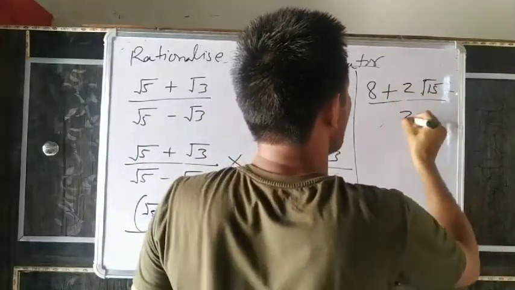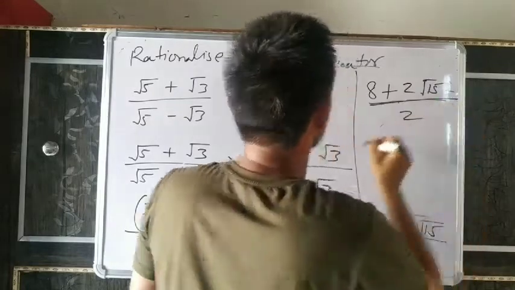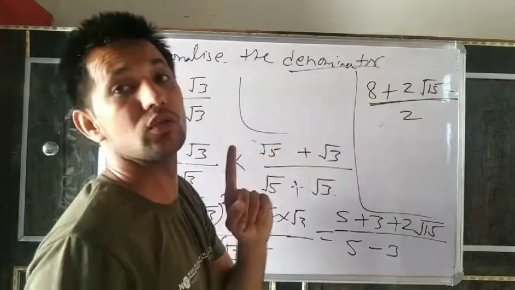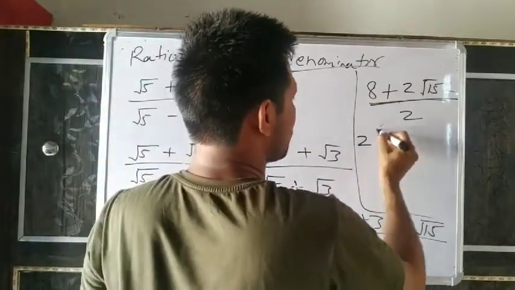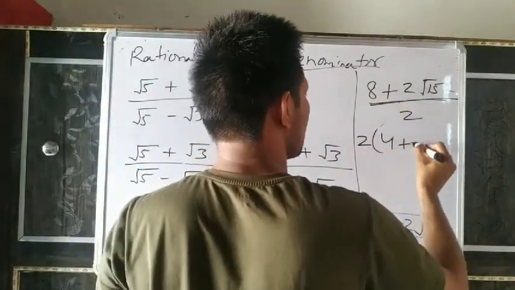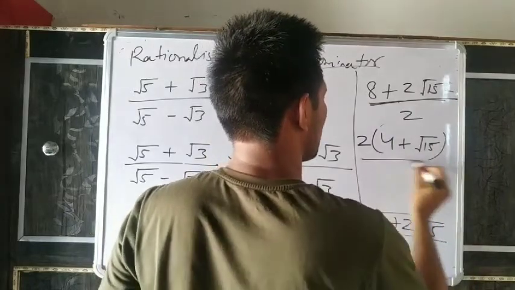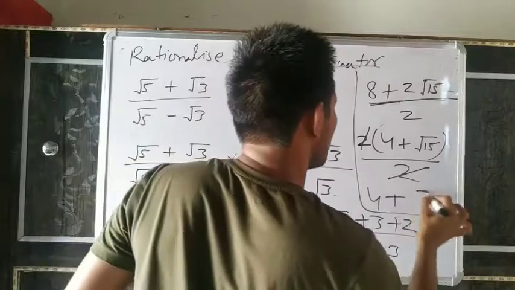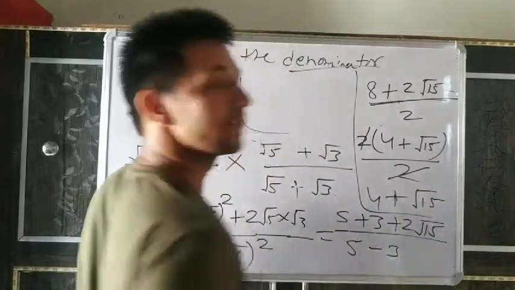We are using this sign here. It means 2 is dividing 8 also, and the other term also. Do you understand? So take common. What is common? 2 is common. So 2 times 4 plus √15, divided by 2. Now 2 cancels 2. What is the answer? 4 plus √15. Understand?